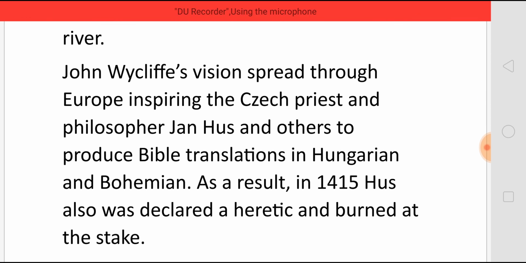John Wycliffe's version spread through Europe, inspiring the Czech priest and philosopher Jan Hus and others to produce Bible translations in Hungarian and Bohemian. As a result, in 1415, Hus was also declared a heretic and burnt at the stake.